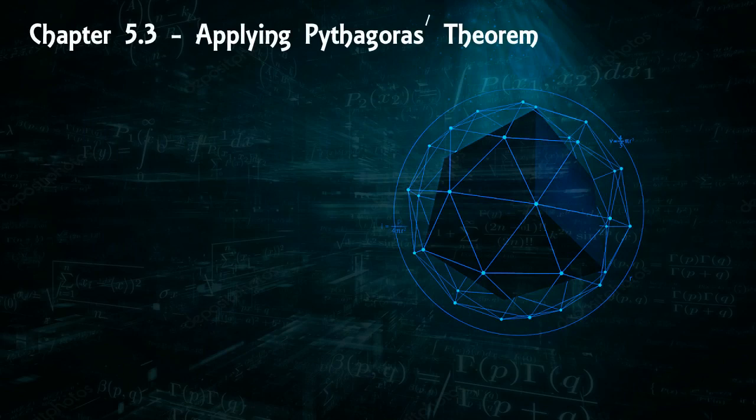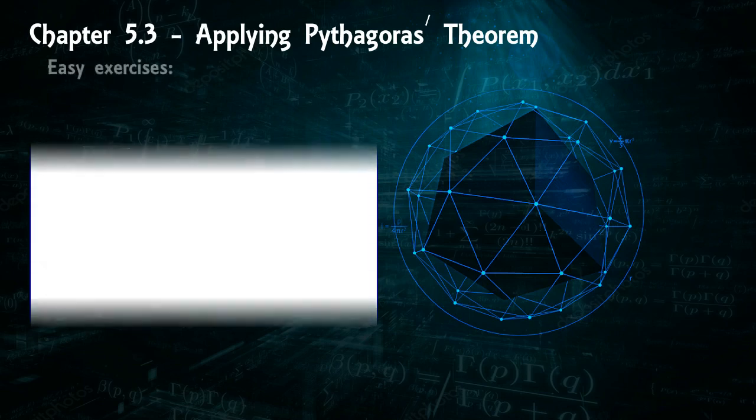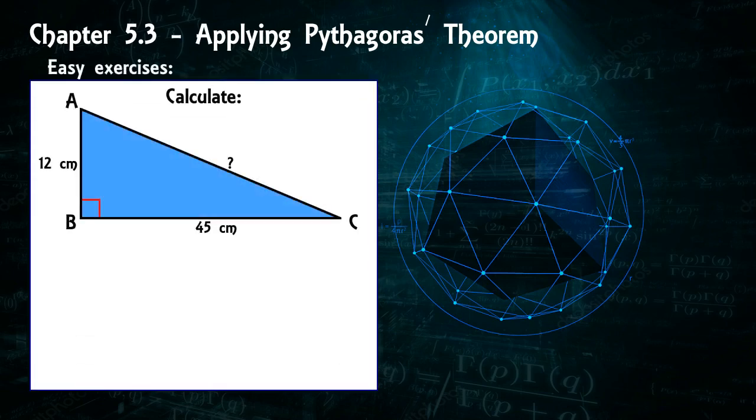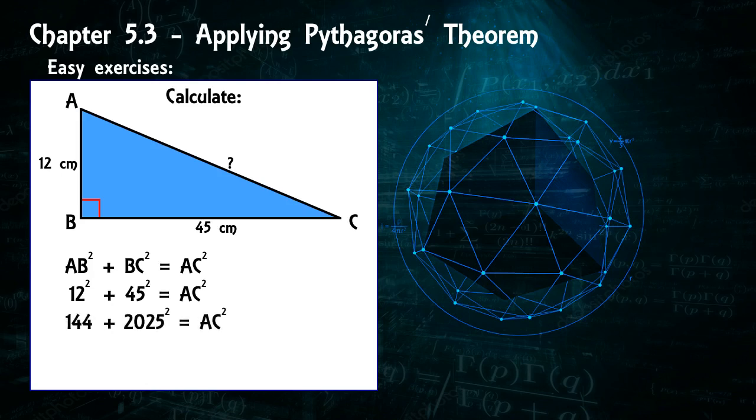By now, you should know how to use the Pythagoras theorem to calculate the side of a right-angled triangle. So, for triangle ABC, the theorem goes AB squared plus BC squared is AC squared. We fill in the 12 and the 45 to receive 12 squared plus 45 squared is AC squared. This gives us 144 plus 2025 is AC squared. So AC squared is 2169. Then we take the square root of 2169 to receive 46.6.